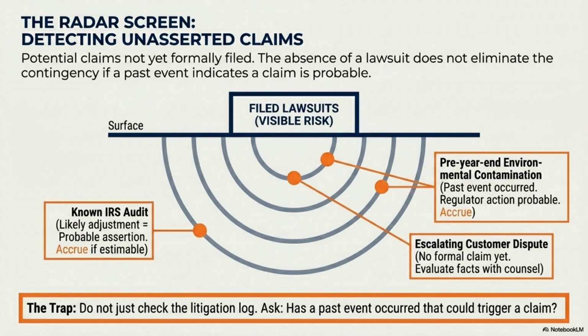The trap at the bottom states it precisely. Do not just review the litigation log and call it done. The right question at every period close is, has a past event occurred before this balance sheet date that could trigger a claim? That question opens a much wider net than a list of active lawsuits.